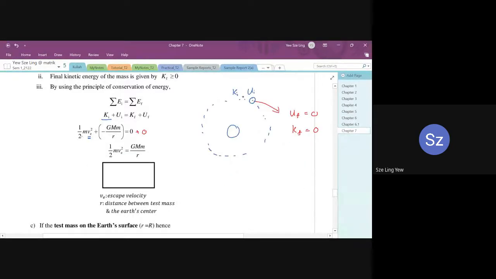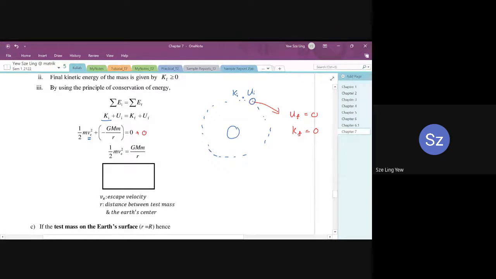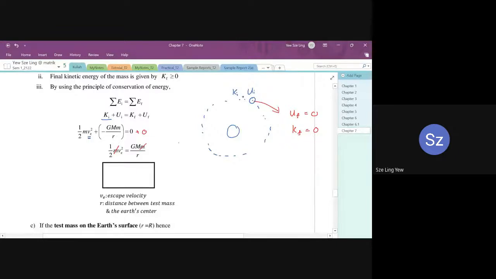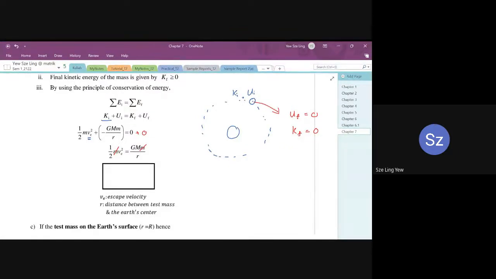So the initial kinetic energy, half mv squared, plus negative GMm over r equals 0. So 1 over 2 mv squared equals GMm over r. By rearranging the equations, you can see that the small letter m is being cancelled out again. So it is very important.